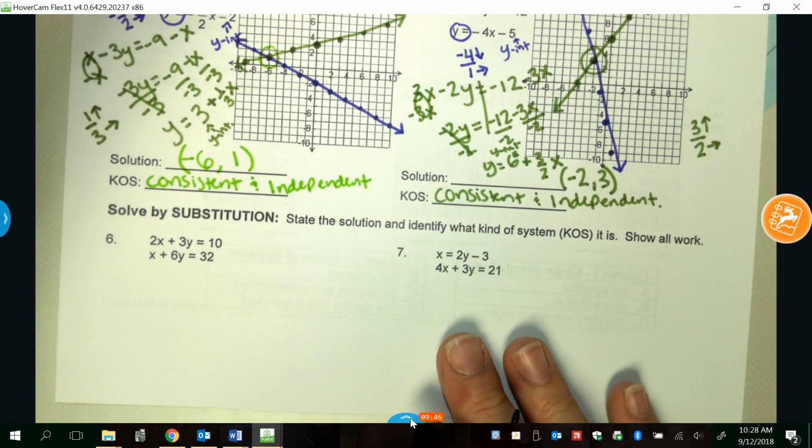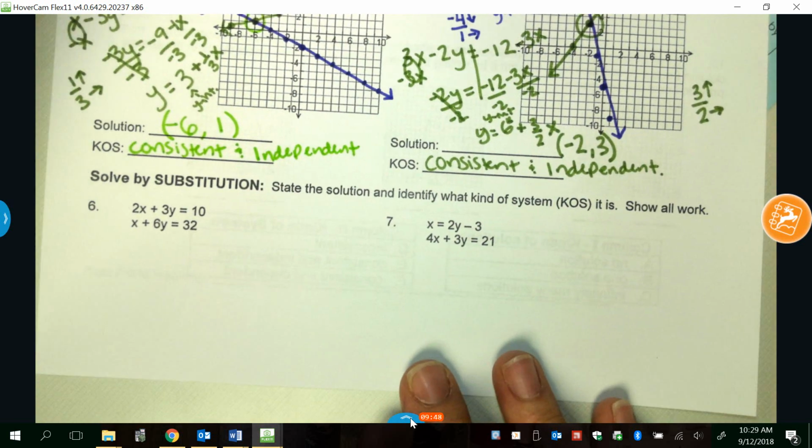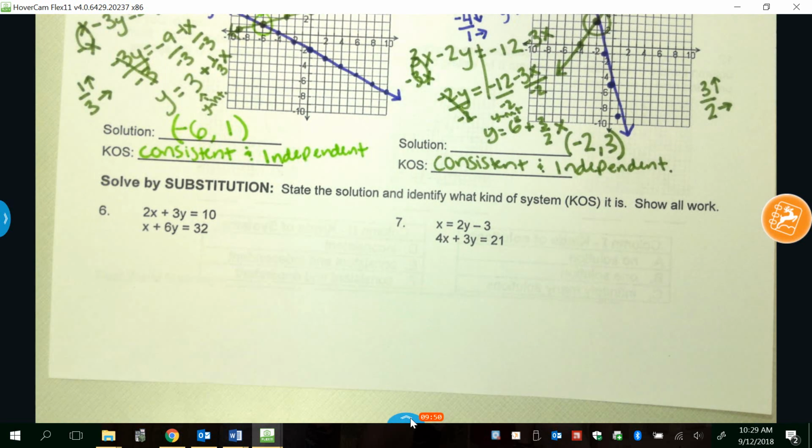So let's look at number 6 and 7. Now we're doing substitution. So remember, the key to substitution, just like the key to graphing, was getting both of your equations equal to y. The key to substitution is getting your lone variable.